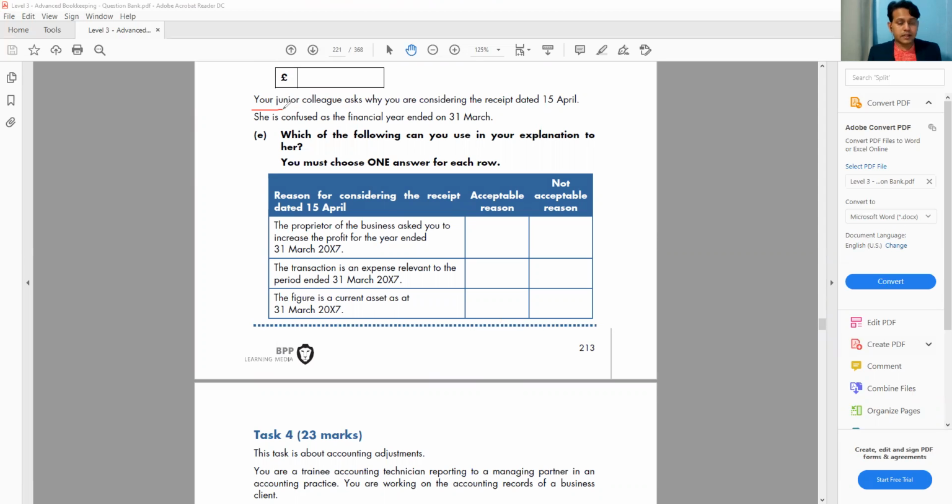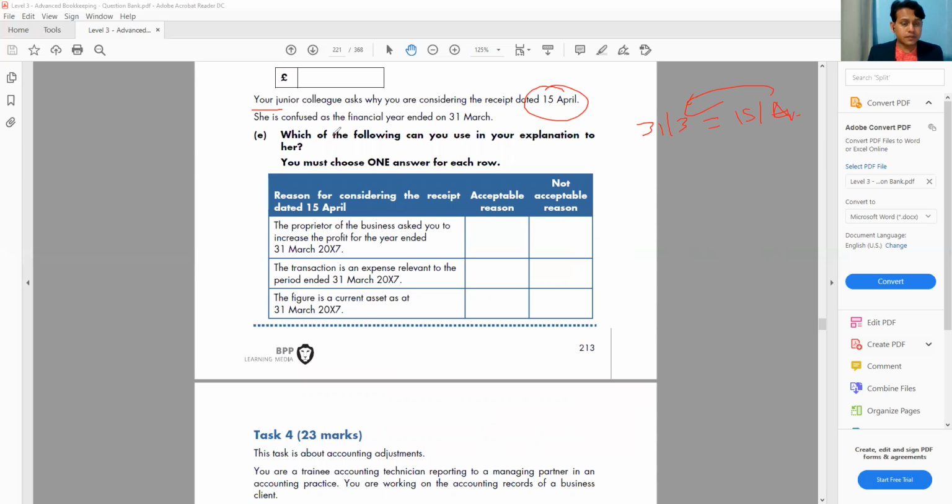Your junior colleague asks you why you are considering the receipt dated 15 April. So one of your colleagues is asking, listen, we received the money after the year end. Our year was ending 31st of March. We received the money 15th of April. So why are we considering this money for this year? What is the reason?